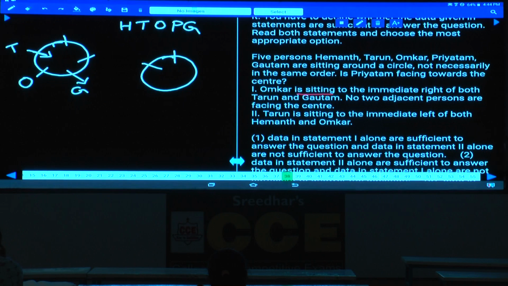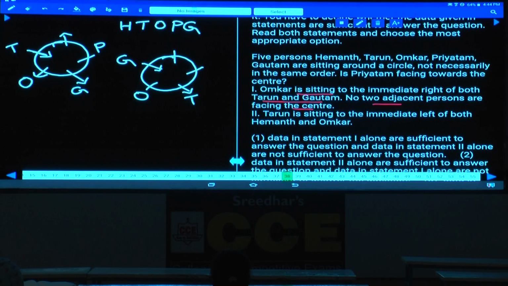Now in the second case, 1, 2, 3, 4, 5, and if Omkar is here, then this person will be Gautam, and this person will be Tarun. Done? Omkar is sitting to the immediate right of both Tarun and Gautam. No two adjacent persons are facing the center. As this person Tarun is facing towards the center, these two persons must be away from the center, isn't it? Then who is the person left over here? P is the person left over. Then whatever the direction of P, it can be either inward or outward. Hence nothing can be said about this one.